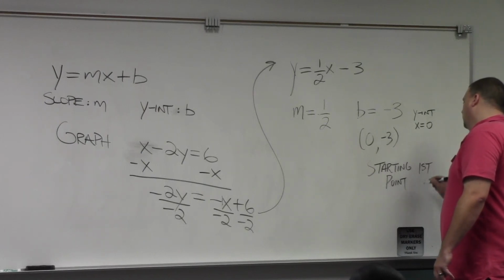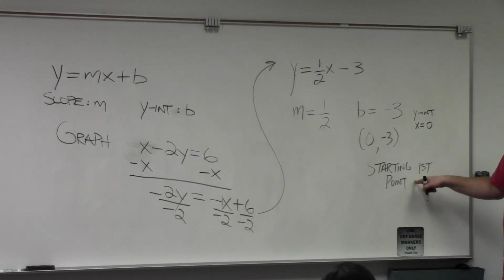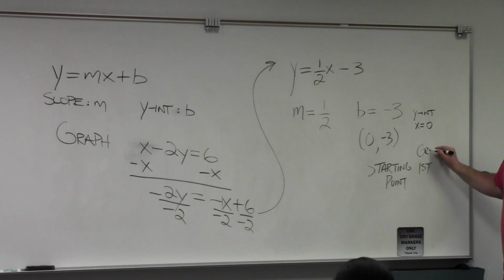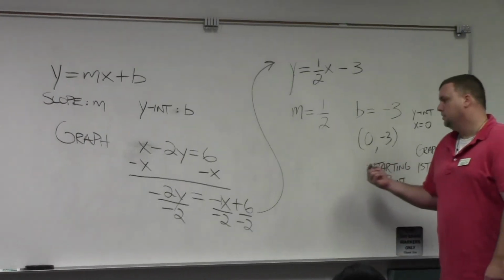M is your slope. It won't have anything to do with x at all. The y-intercept is your starting point. This is what you have to graph first. The slope means nothing without a starting point. So that's what the y-intercept is.